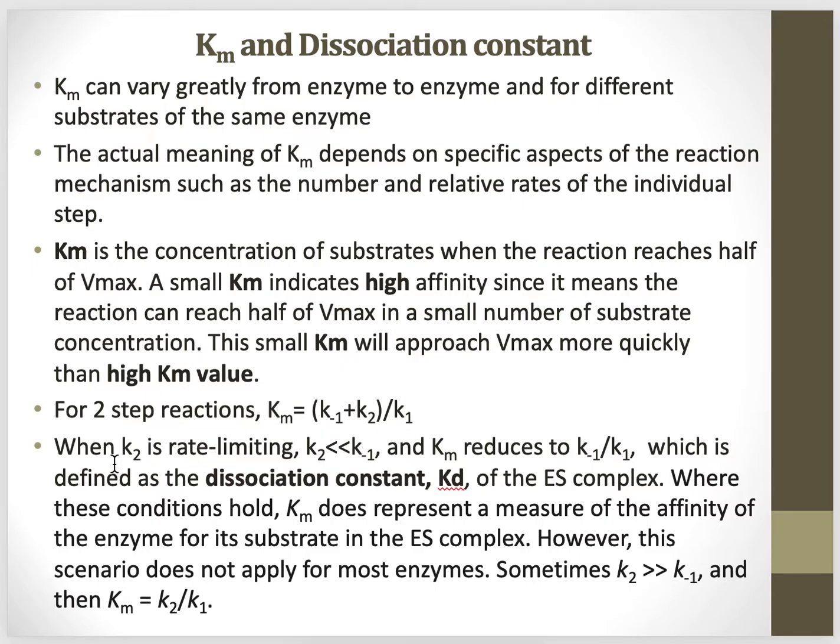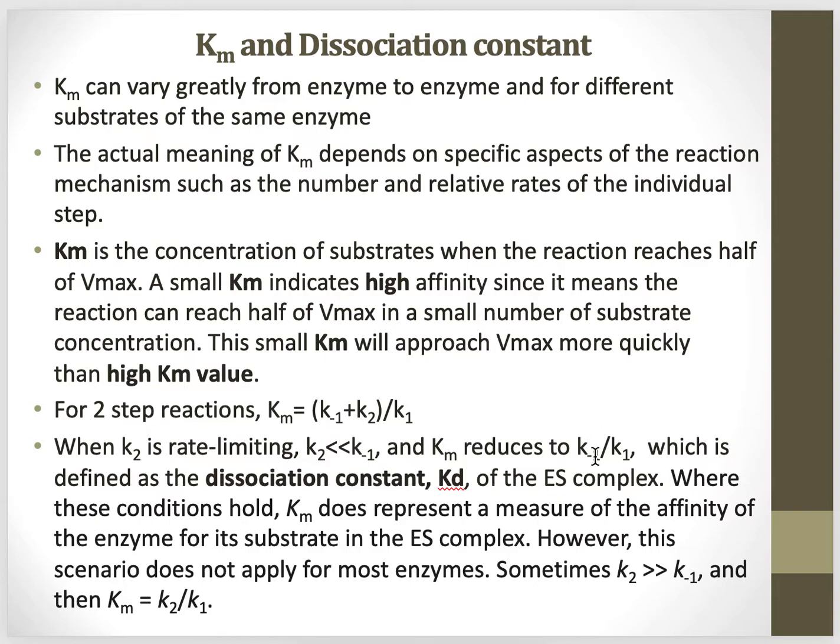Now, when K2 is rate limiting in this two-step reaction, that means K2 is smaller than K minus 1, and Km reduces to K minus 1 divided by K1. Because K2 is very low, we can neglect it. So that's why Km becomes K minus 1 by K1.